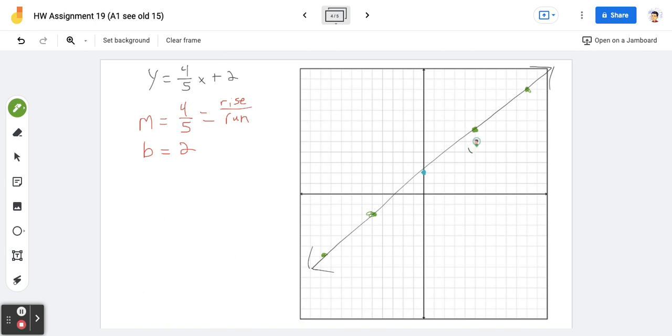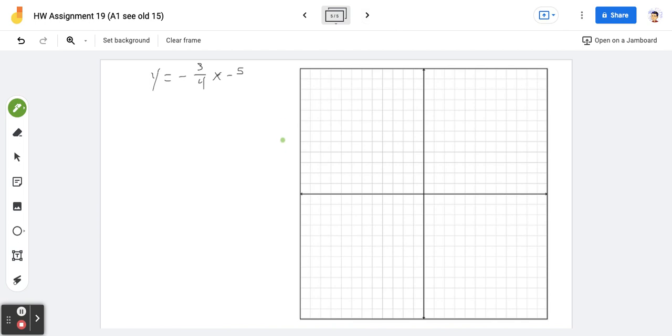So I'm going to say that this is the line y is equal to 4/5 x plus 2. And that's it. There's our graph. Let's see one more. I know this is a long one. Let's see one more with slight differences. Okay, same deal. We're going to follow all the steps.